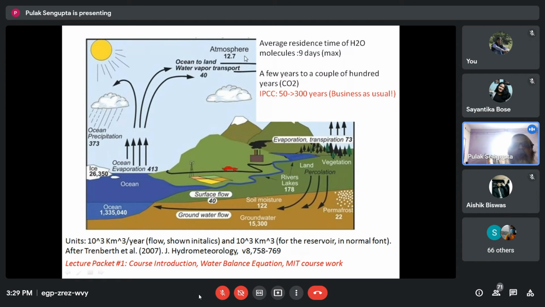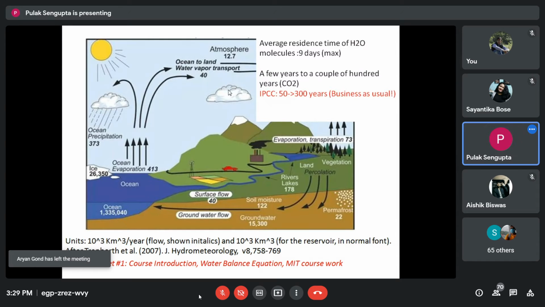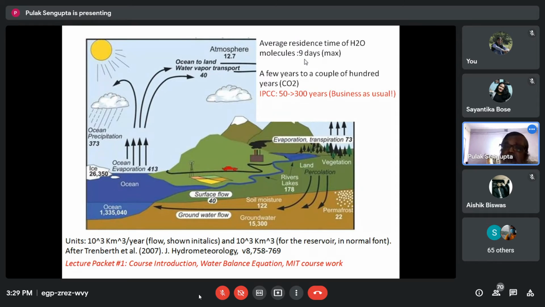You possibly know or don't know that H2O is also a greenhouse gas, that it holds the heat and releases it to the earth. But its average residence time in the atmosphere is only 9 days. That means if one molecule of ocean water makes its way to the atmosphere through the process of evaporation, it can maximum stay up to 9 days. Within that, it has to be precipitated somewhere else.